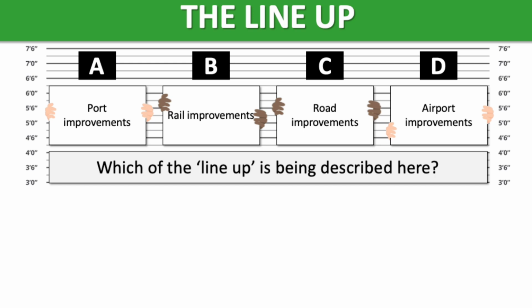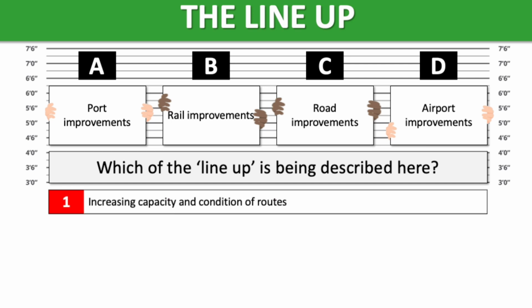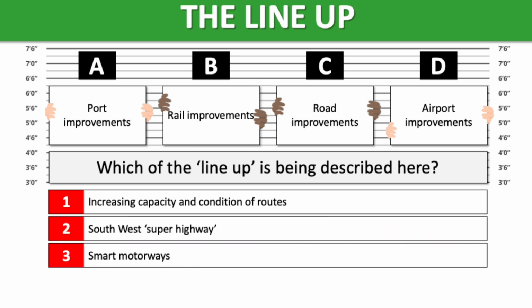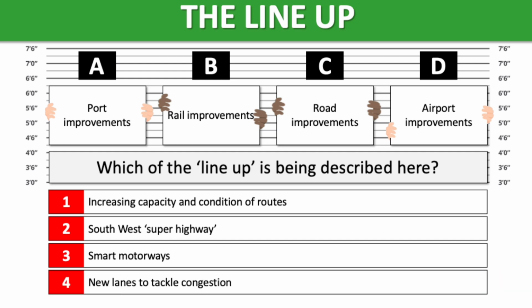Now, in this activity, the lineup, you've got to decide which improvement is being described here. So the lineup is A, B, C, or D. Let's have a look. So we've got 1, increasing capacity and condition of routes. 2, Southwest Superhighway. 3, smart motorways. And 4, new lanes to tackle congestion. So what is being described here? We'll just give you a moment before we reveal.